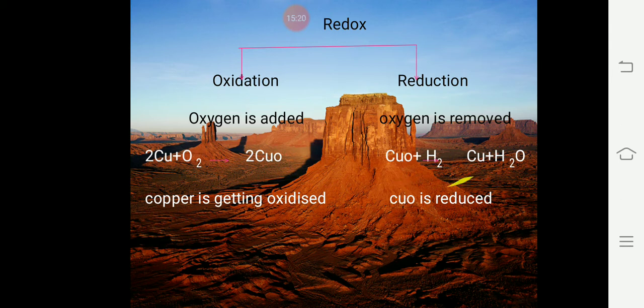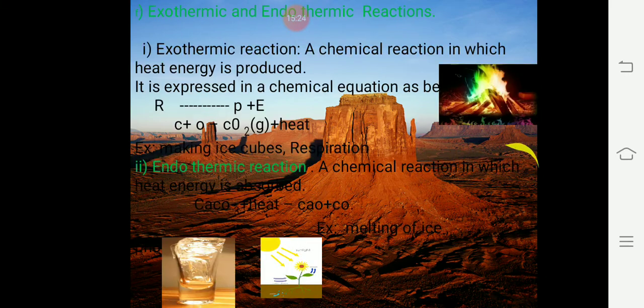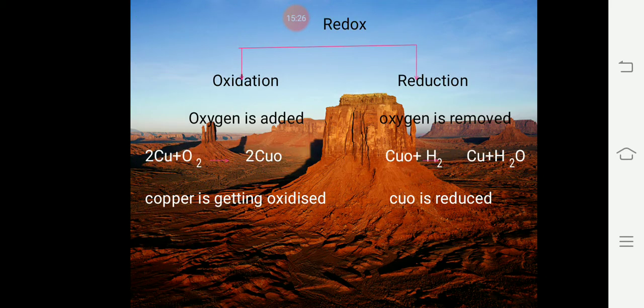Here CuO is reduced, and H2 is oxidized. See, oxidation means oxygen is added, hydrogen is removed. But in reduction, oxygen is removed, hydrogen is added. This is called the reduction.